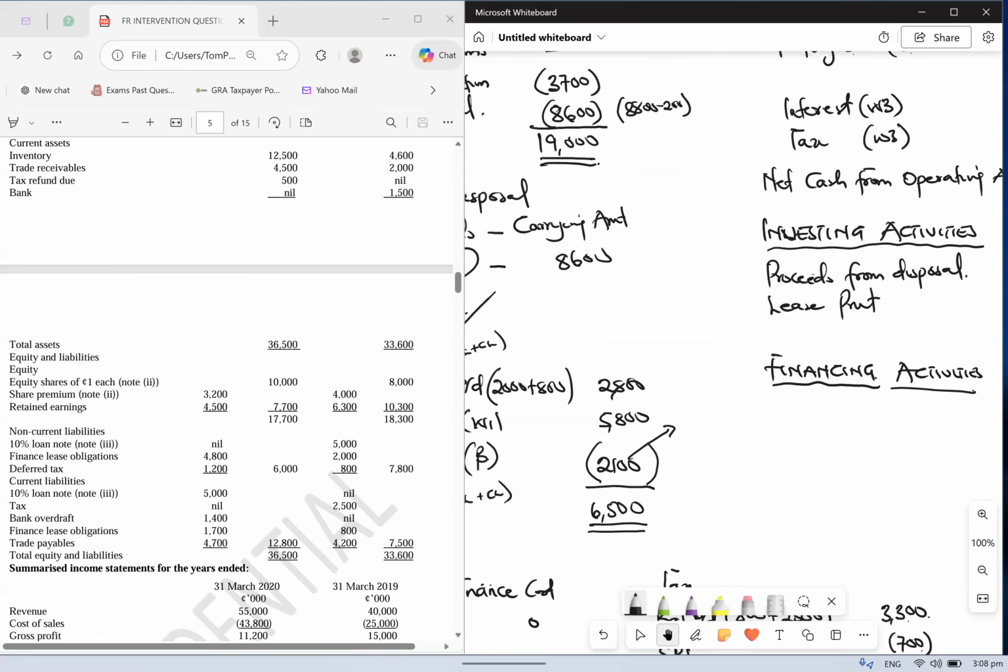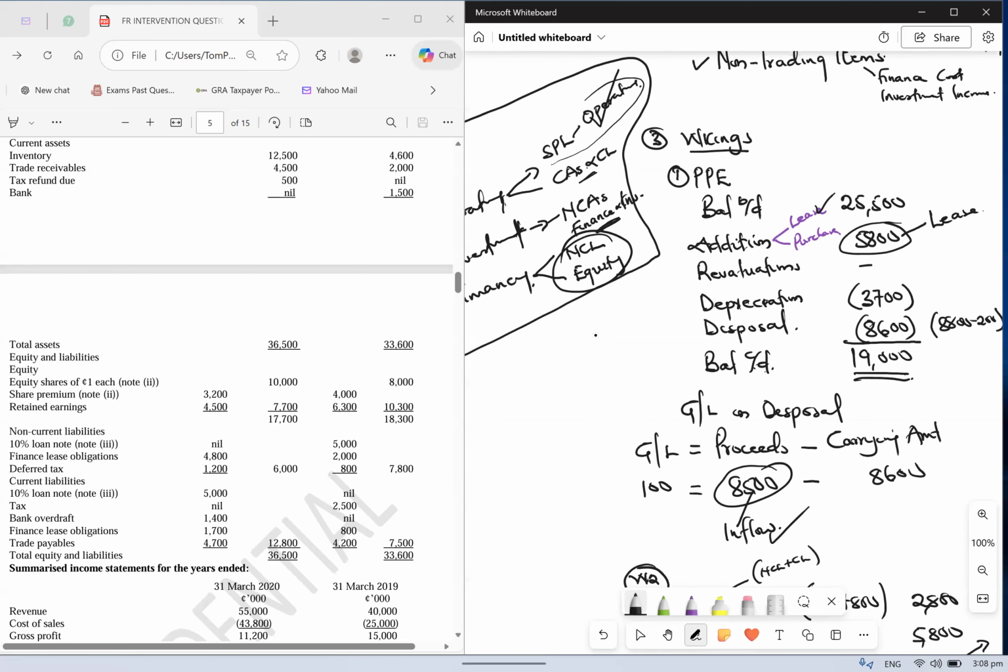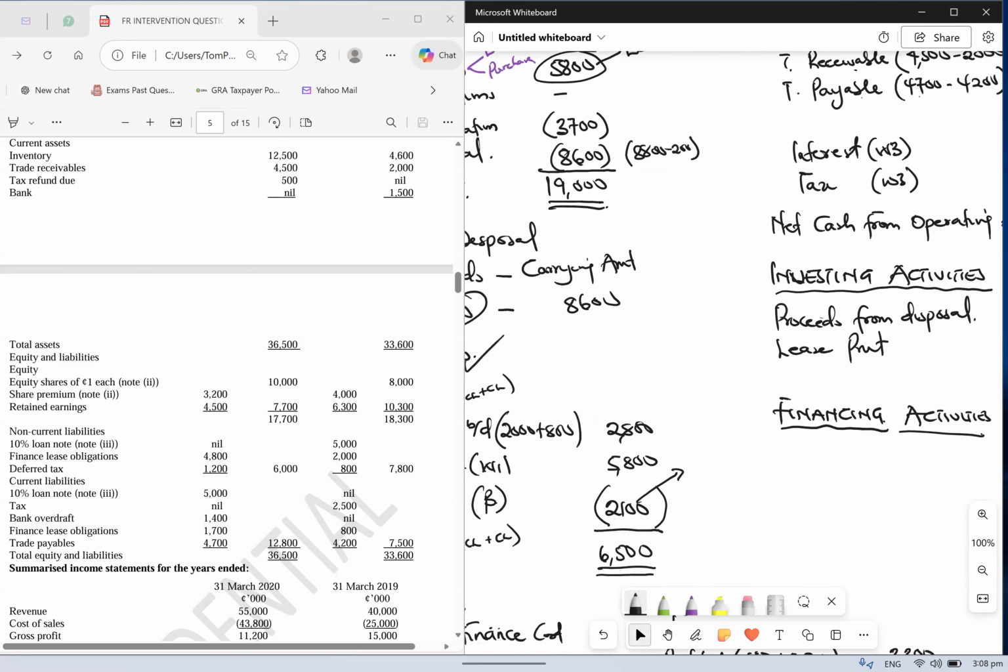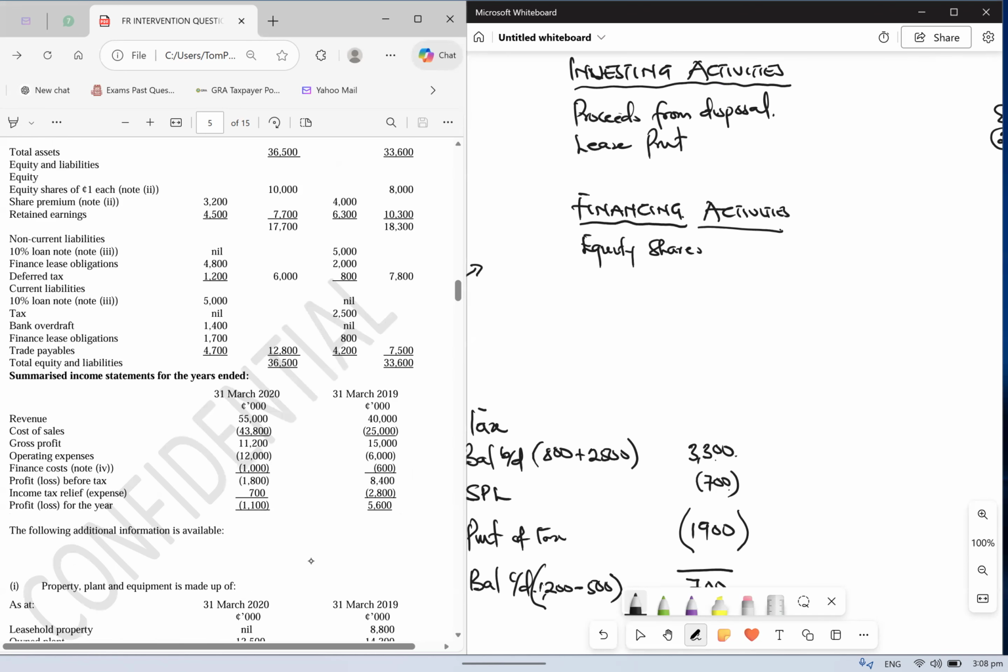So we said financing activities is from your NCL and equity. All right, so let's start with the equity side first. The equity side, this is our equity side. We have equity shares, and we said that for this one to increase, it means that we issue shares. And when you issue shares, people give you money. So look at that side.